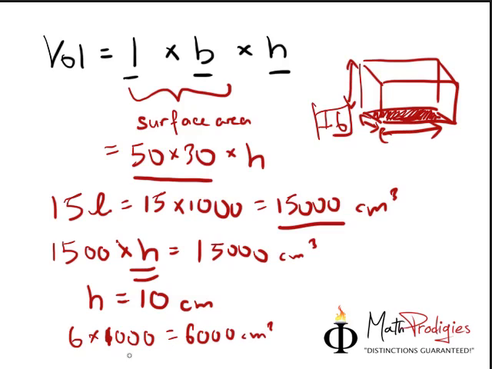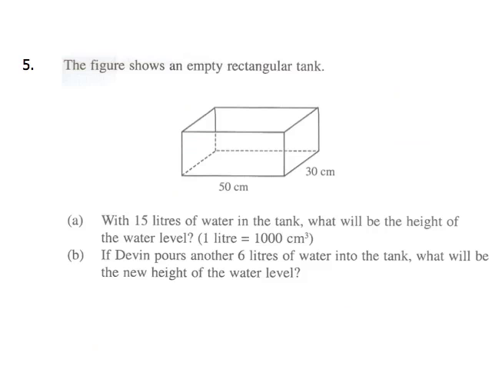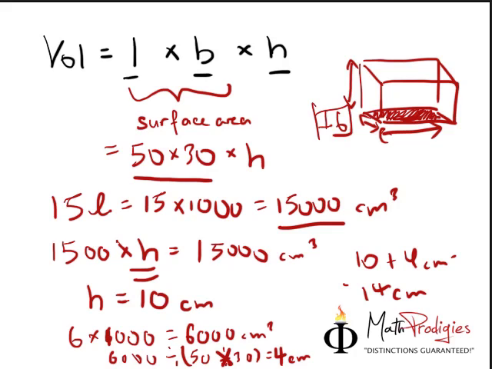So what is the height? It's 6000 divided by 50, and then again divided by 30, or you can put it as 50 times 30, which in this case is 6000 divided by 1500, which gives you 4 cm. So the new height will be 10 plus 4 cm, which gives you 14 cm. Bam! Voila! And we are done. The new height of the water level will be 14 cm. It's pretty simple.